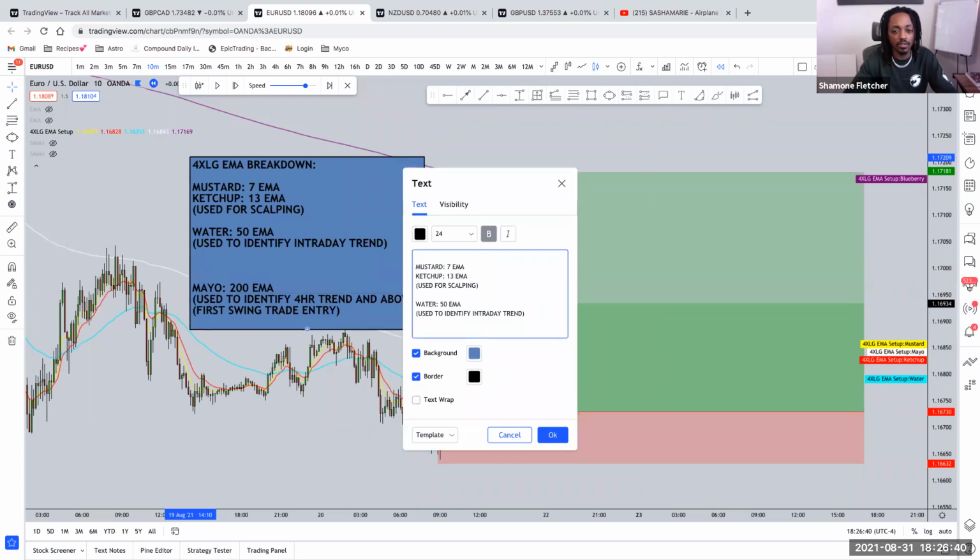I'm only confused because I just hopped in. So buy when above the 50 and buy when above Mayo. Yes, that is correct. If you see that on that time frame, that trend is bullish. Yes, buy above the 50, buy above Mayo.